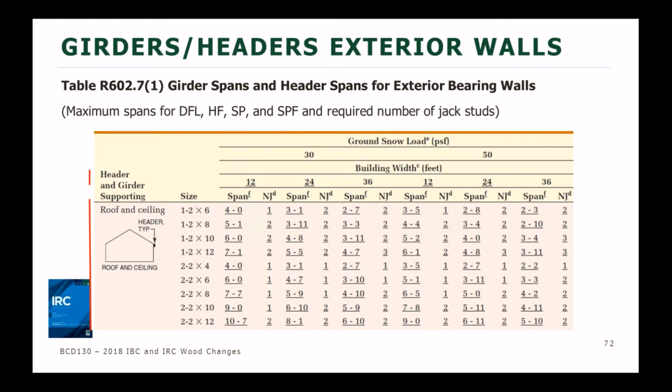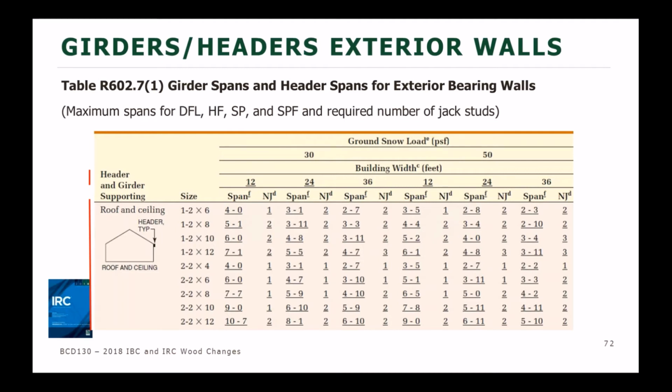This table also changes in other ways. The building width has changed. It used to be based on a 20, 28, and 36 foot building width because initially this table was back in Chapter 5 floors, moved to Chapter 6 walls, but maintained the same building widths. So with the 2018, we dropped the building width down to 12, 24, or 36, which can be helpful with some of the headers in walls. We continue to have both the span listed and the number of jack studs that are required. Typically, it's either 1 or 2. Occasionally, there's actually 3 jack studs required at the end of the header.